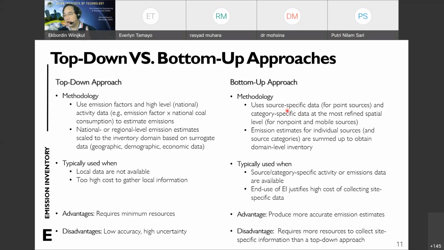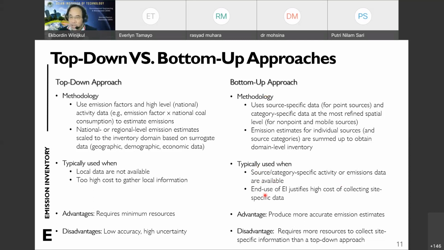So you can see that there are a lot of processes that need to be done in order to collect the information to develop the bottom-up approach. That's why the bottom-up approach is used whenever the source-specific information and also the emission data on that particular source are available.